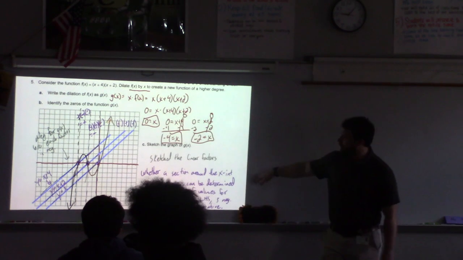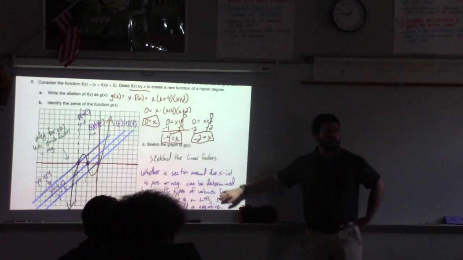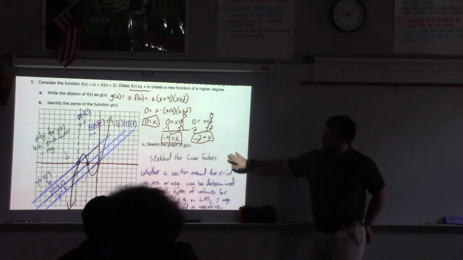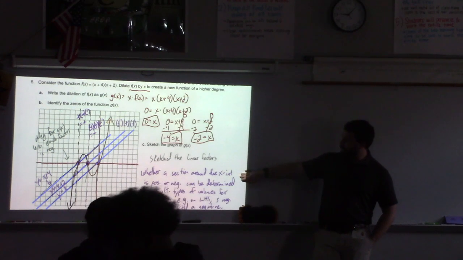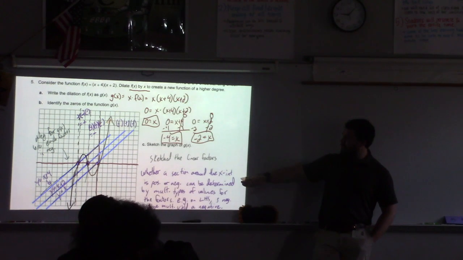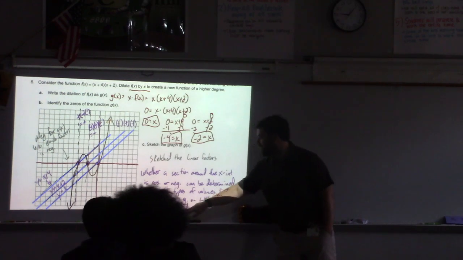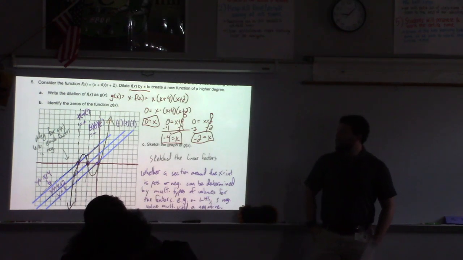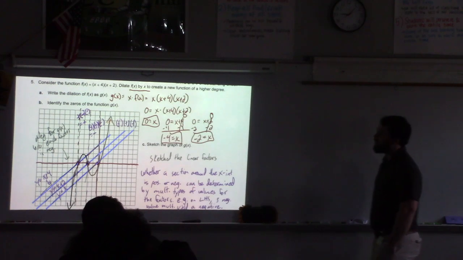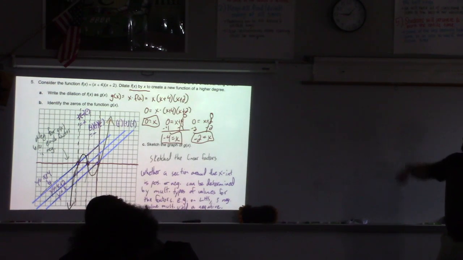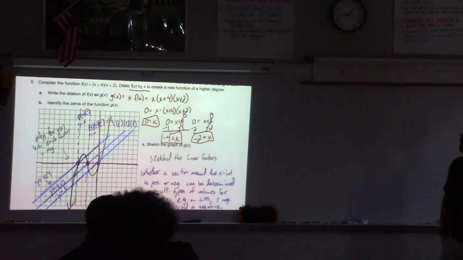And so notice I wrote all this out, and I think I've already posted this on Schoology. I'll make sure I do that second block if I haven't. But I have all of these details on there, right? Whether a section around the x-intercept is positive or negative can be determined by just multiplying the types of values for each factor. On that left-hand side, we have three negative values multiplied, yielding a negative. And so I have justification there with all of that. And that gray curve in there is the polynomial g of x.